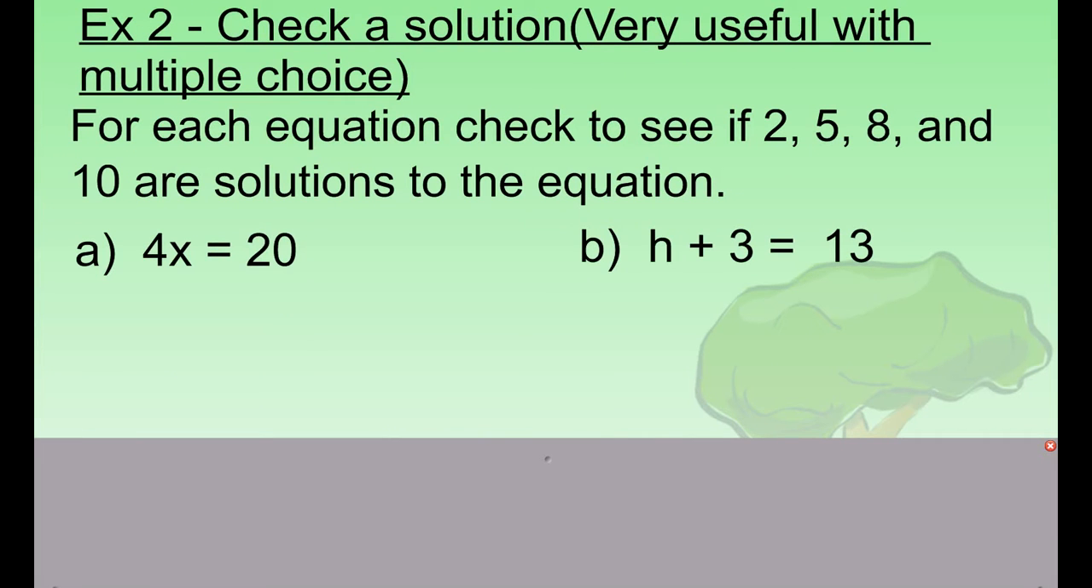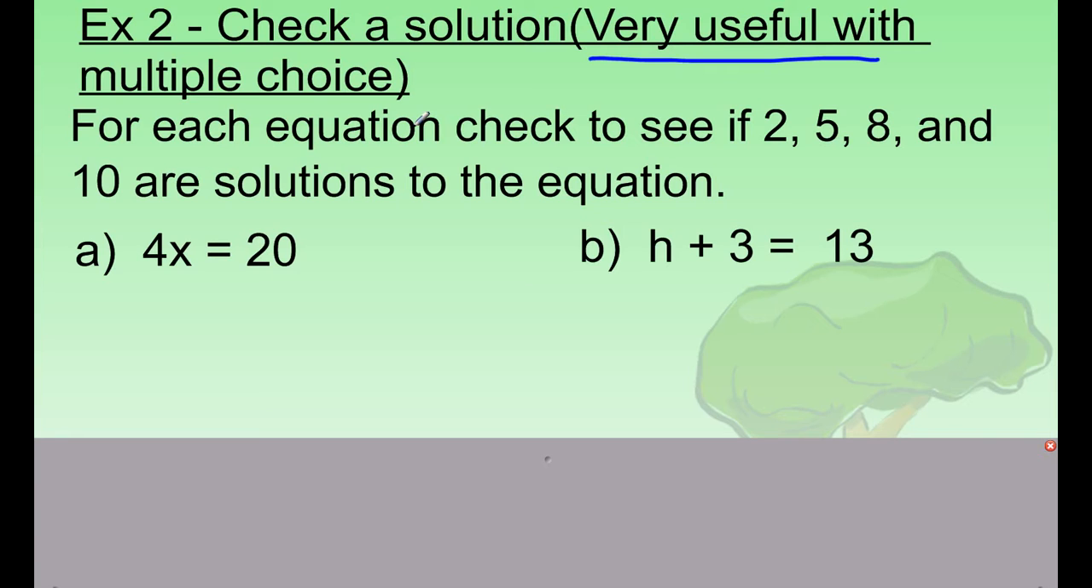Now, still not quite getting to solving equations yet, but this example too. What we're going to do here is check to see if some numbers are a solution to the equation given. And I have here at the top in the title, this is very useful with multiple choice questions. Most multiple choice questions on things like PSSAs, you don't actually have to solve an equation for the most part. Because when they give you a set of choices, a lot of times you can just check the choices to see if they are a solution to the equation.